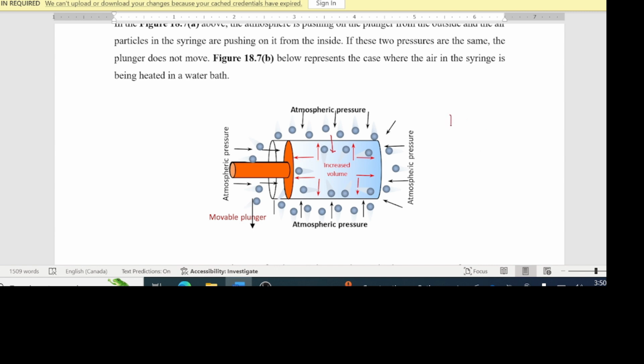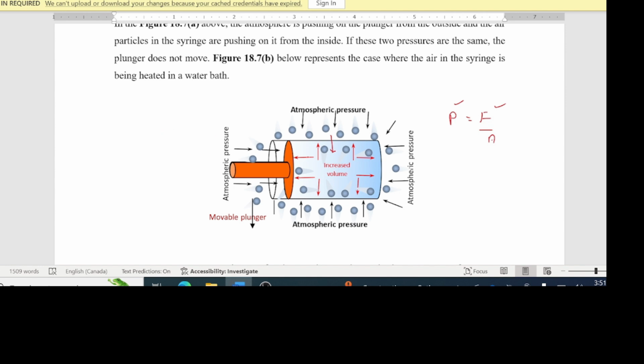And remember we said P is equal to F over A, force over area. So if force gets higher, then P gets higher. So that will cause the pressure of the air within the syringe to increase to an extent that it is greater than the atmospheric pressure.